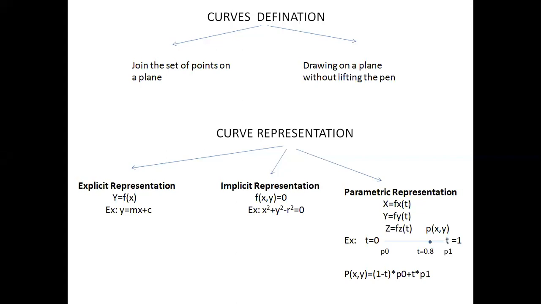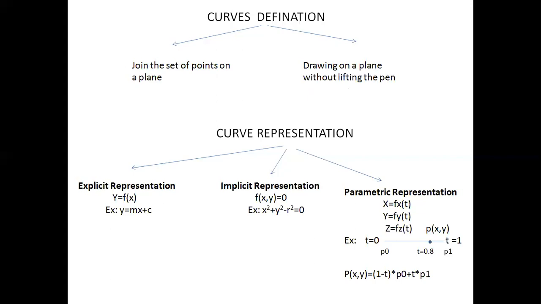But the actual technical definition of a curve in computer graphics is joining a set of points on the plane. Whenever I have a set of points, those points may be straight, or in a curved fashion, or in a random fashion, anything. If I join those set of points, then I call that a curve. Or it is drawing on a plane without lifting my writing object, that is the pen. We call that curves.